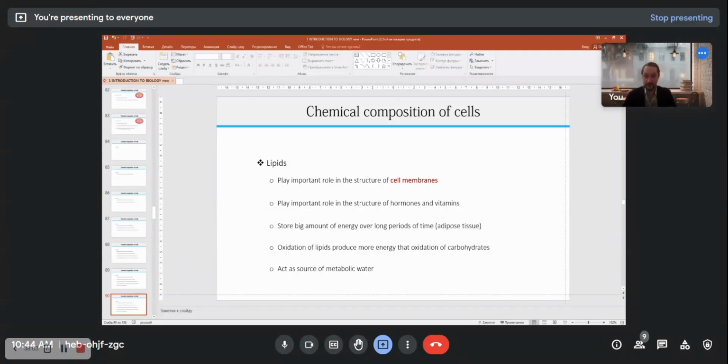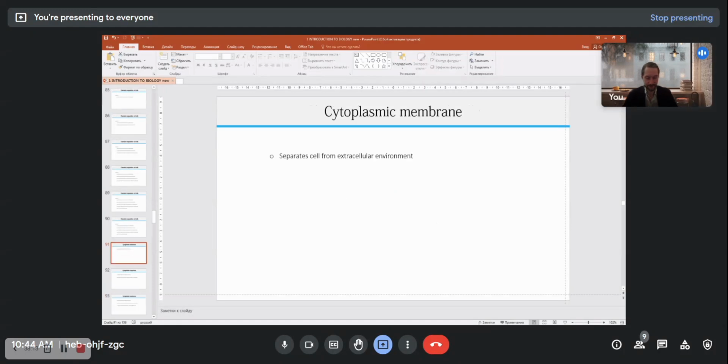And now let's focus a little bit more on cell membranes. Those ones that I told you will be very important for all your medical career. Cytoplasmic membrane. What are the functions of the cytoplasmic membrane? I would say like this. And these functions are very important. So first of all, and what is very obvious, the cytoplasmic membrane separates the cell from the extracellular environment.